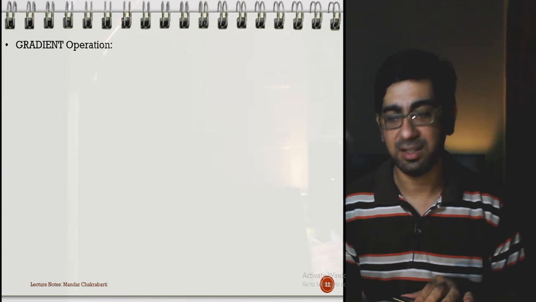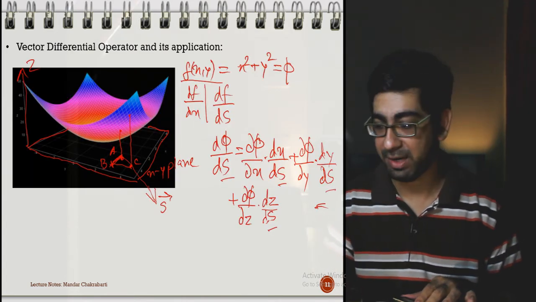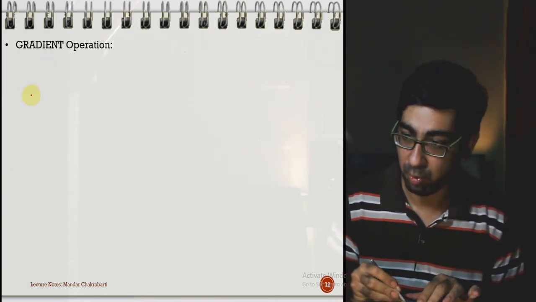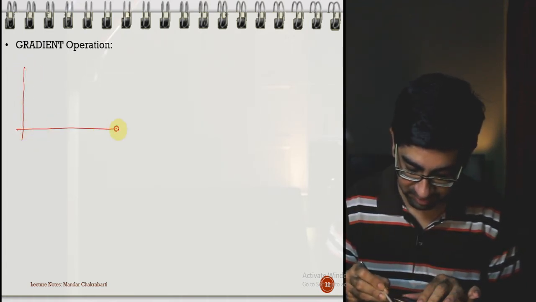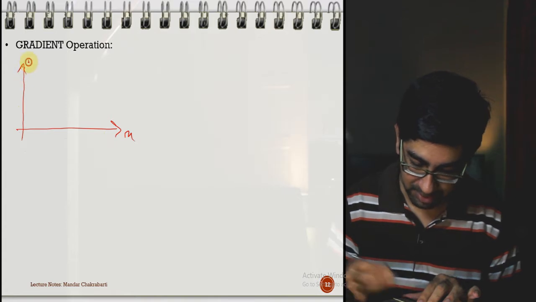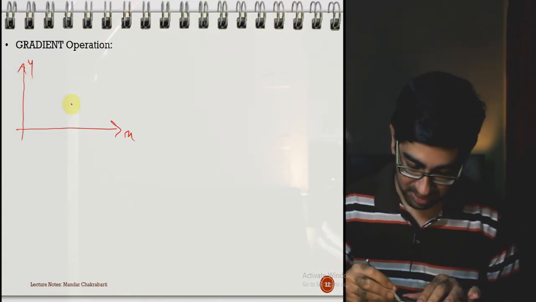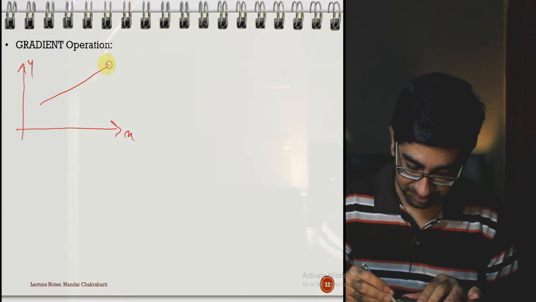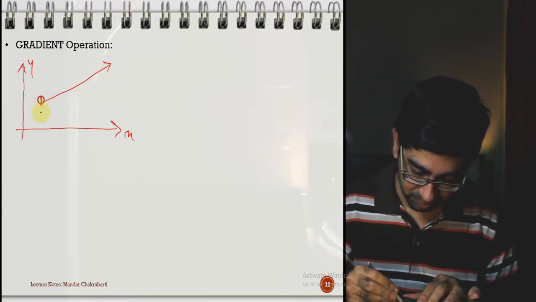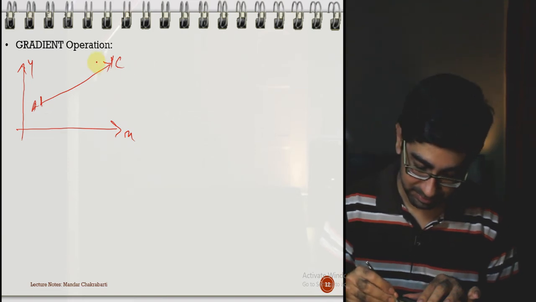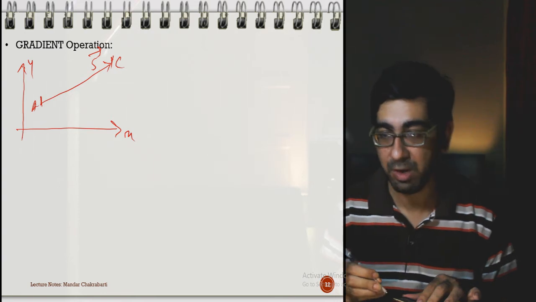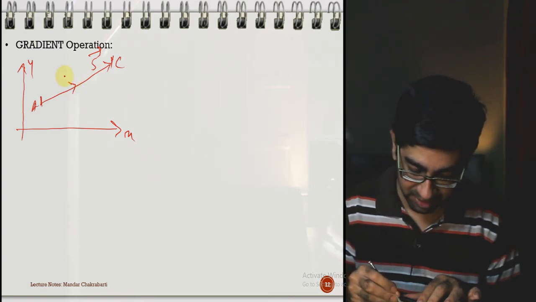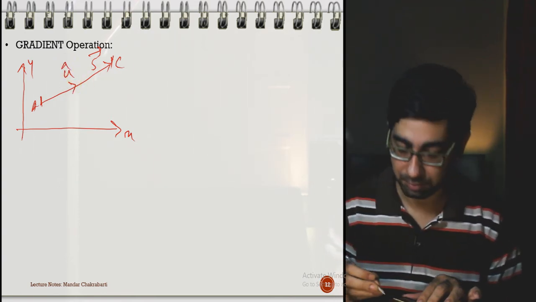So the s vector lies on the xy plane. So this is my x and y plane. This is x-axis. This is y-axis. And this is my s vector. S vector goes from point A to point C. Since it's a vector, it must have a unit vector. So let's name that unit vector as u.